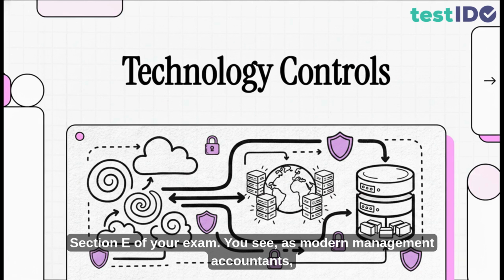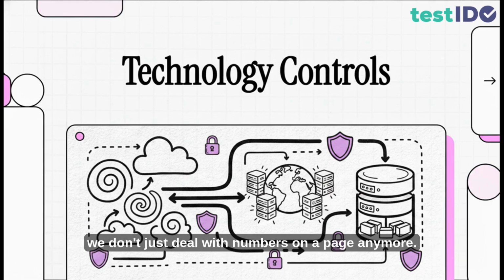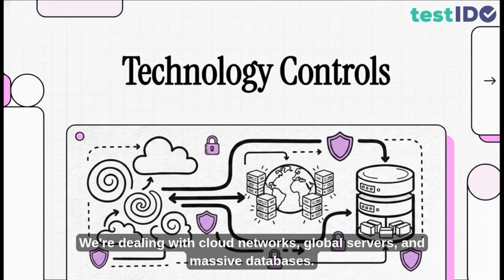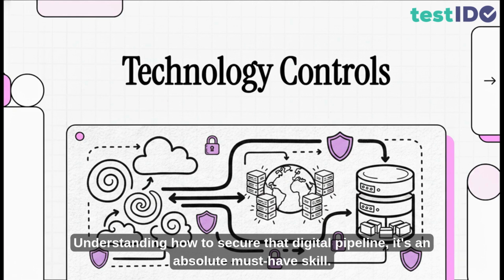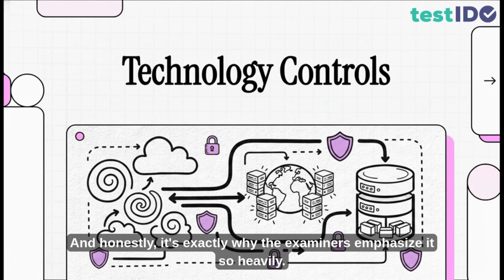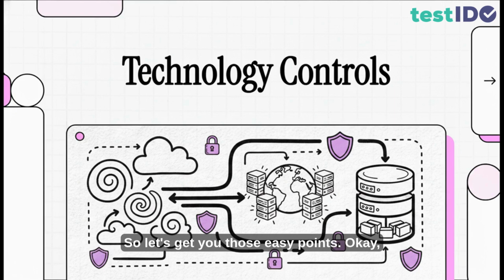You see, as modern management accountants, we don't just deal with numbers on a page anymore. We're dealing with cloud networks, global servers, and massive databases. Understanding how to secure that digital pipeline, it's an absolute must-have skill. And honestly, it's exactly why the examiners emphasize it so heavily. So let's get you those easy points.